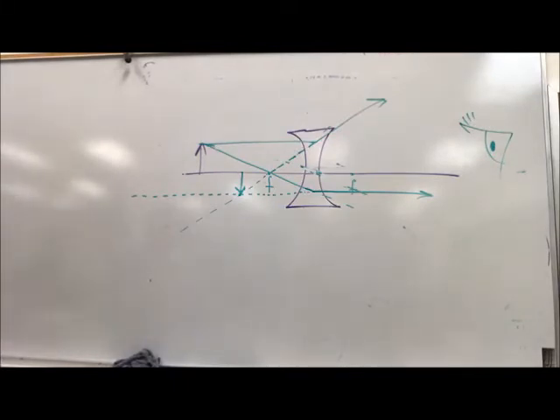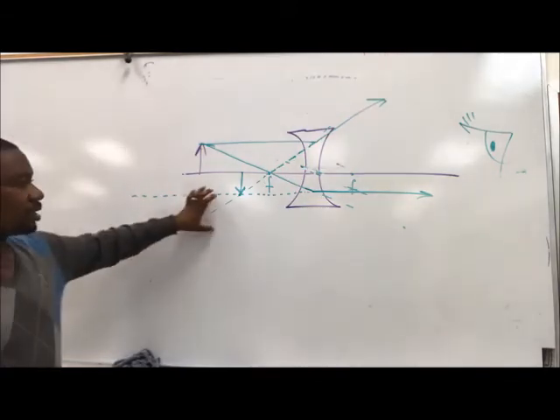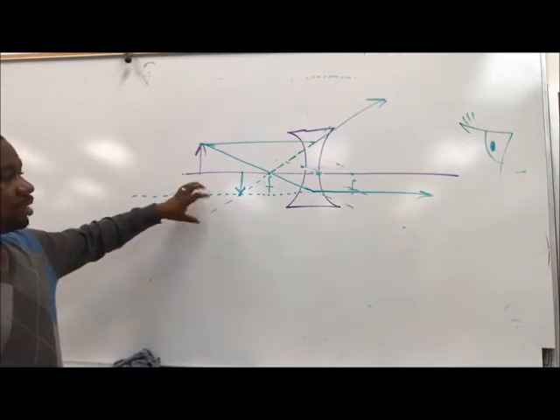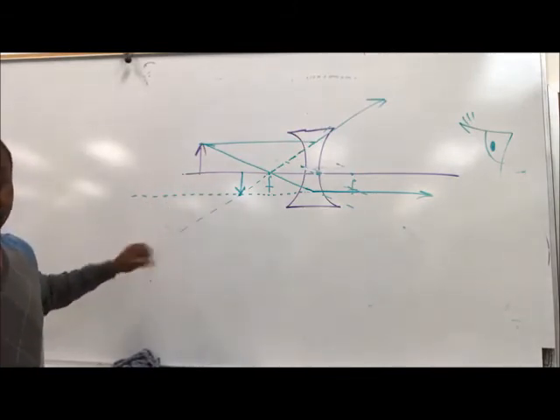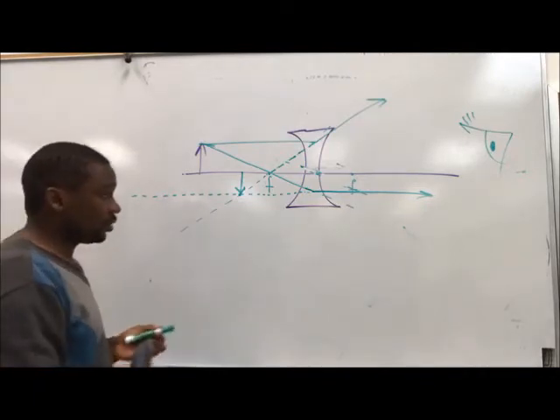It is diminished, and it's virtual. It's virtual because it's not produced by the rays. It's actually produced by the extrapolation of the rays. Okay, so that's it for the divergent lens.